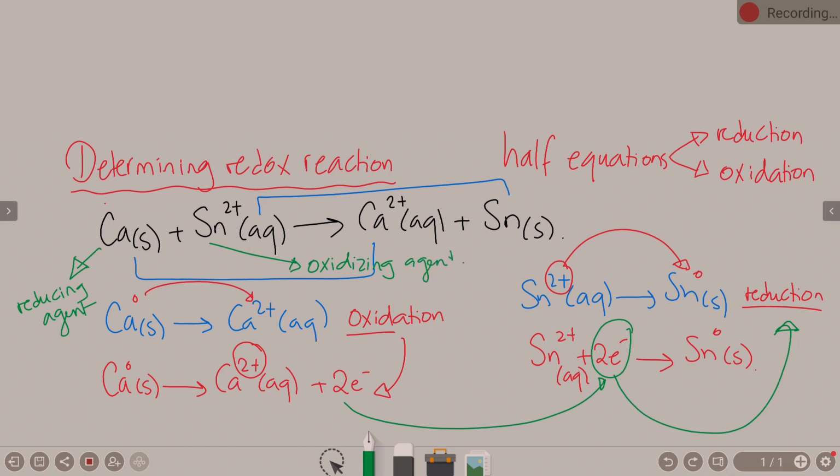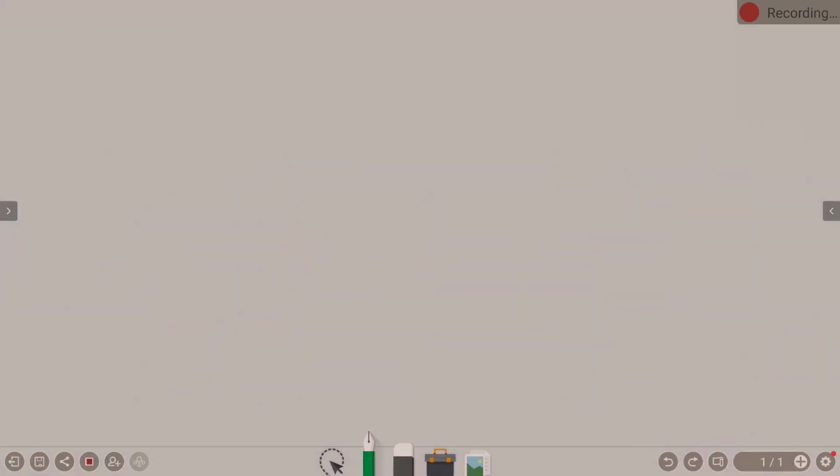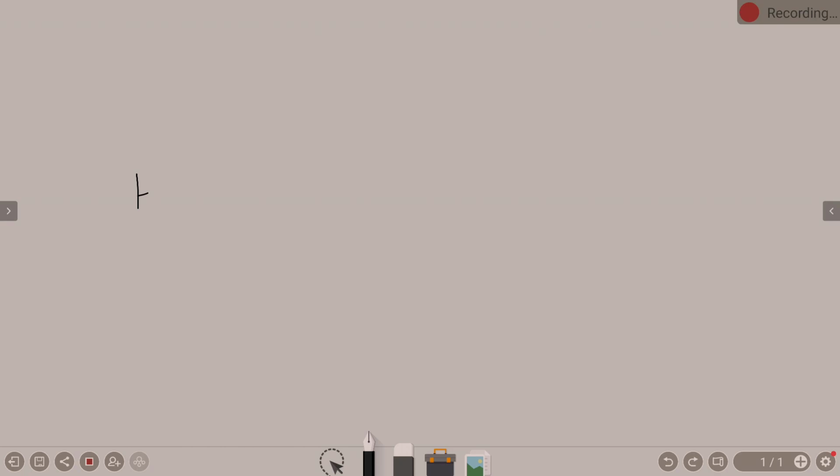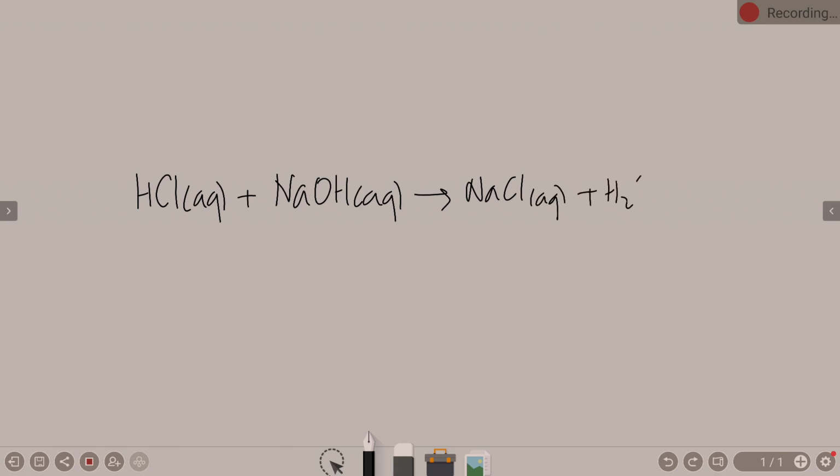Just to make sure that you get the concept, we will do one more practice question. If I have an equation like this, is this a redox reaction or not? Again, the first step is to make sure it's balanced. It is balanced. The next step is to make sure that there is a change in oxidation state. So I need to figure out what the individual atoms have as an oxidation state.